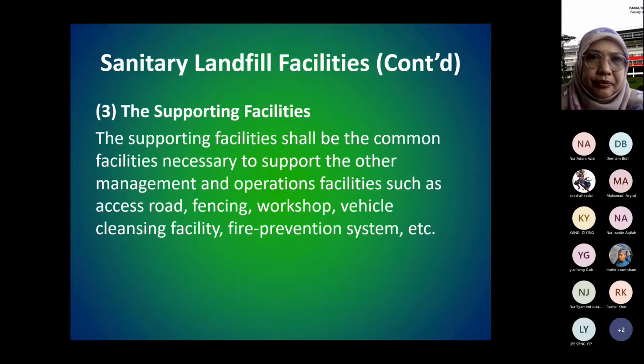What are the supporting facilities? The supporting facilities shall be the common facilities necessary to support the other management and operations facilities, such as access road and fencing. There should be fencing provided. There should be a workshop for maintaining the trucks and the equipment, a vehicle cleansing facility, meaning to clean the tires before the trucks exit the facility, and also a fire prevention system should be provided.